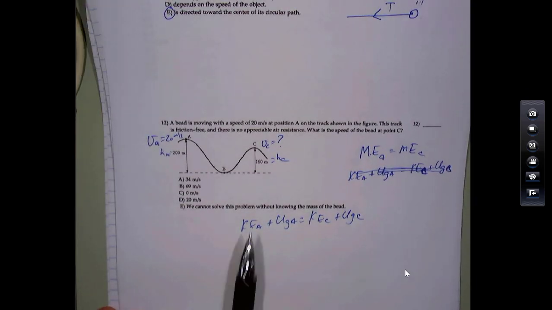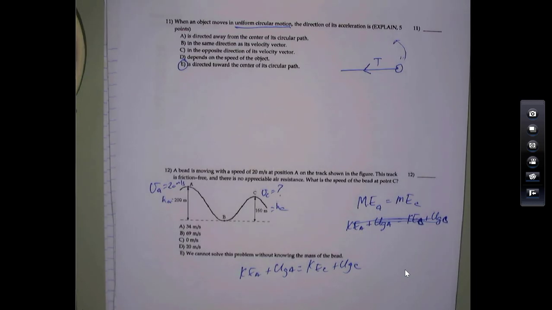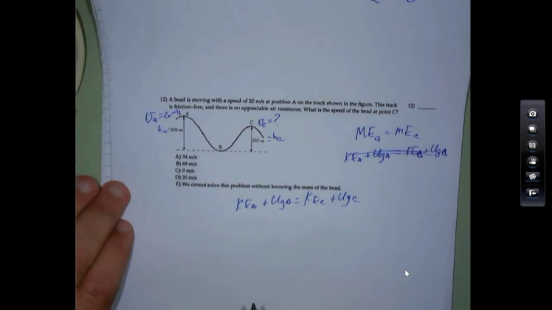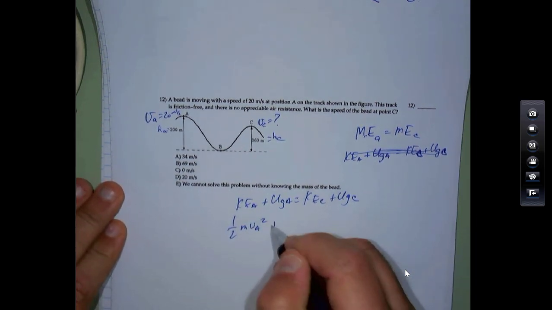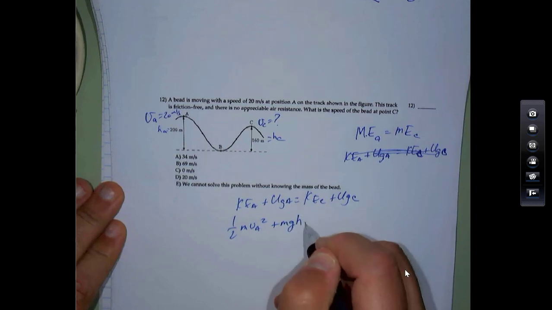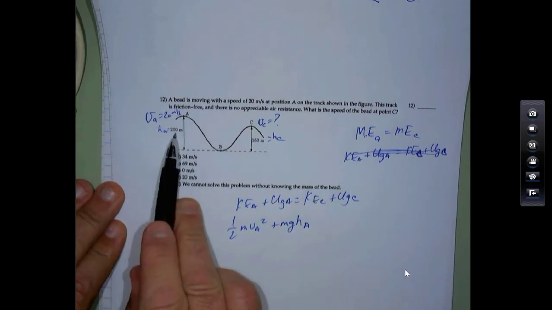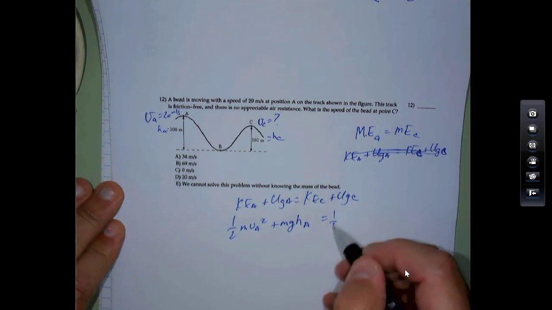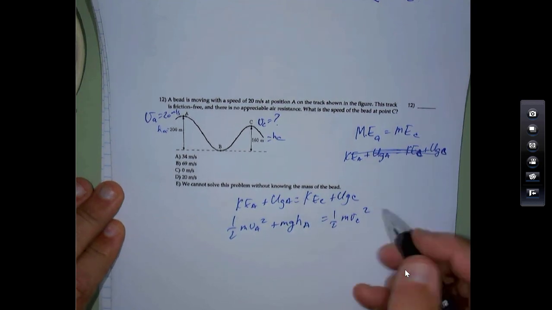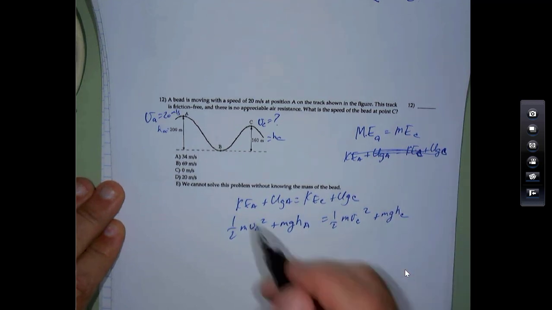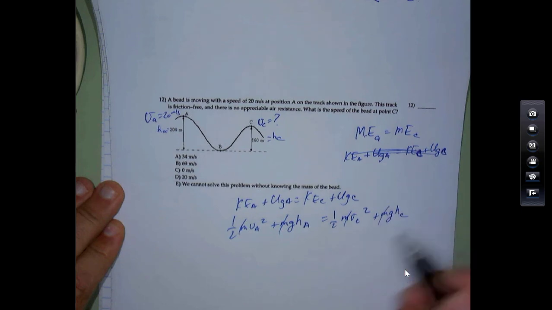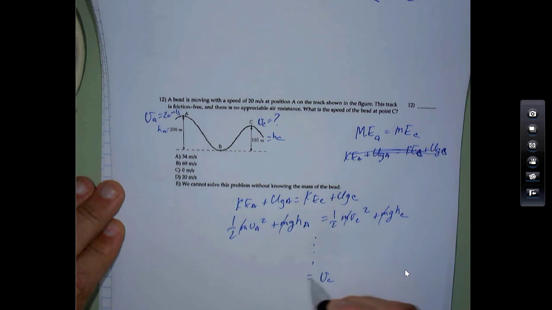Now, look, they don't give you the mass, but don't worry. If anything's ever going to cancel out, it's the mass, right? We've learned that already. 1/2 m v_A squared plus m g h_A, height A, is equal to 1/2 m v_C squared plus m g height at C. And then there's a mass and everything, so the mass cancels out. Dot, dot, dot. The only thing that you don't know is the velocity at C. Dot, dot, dot means do the algebra here.